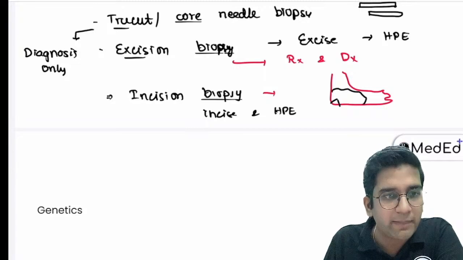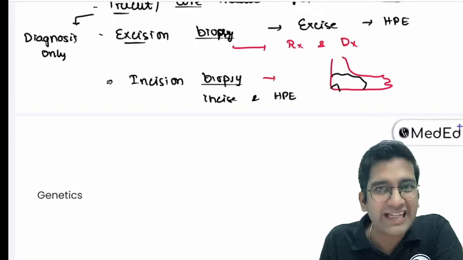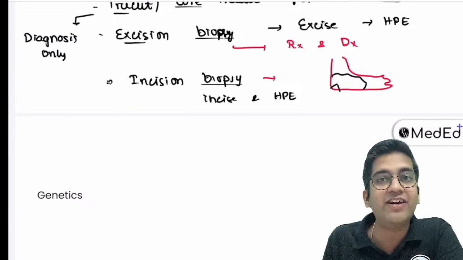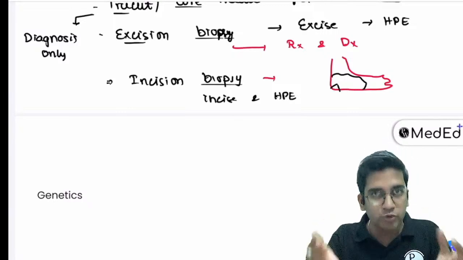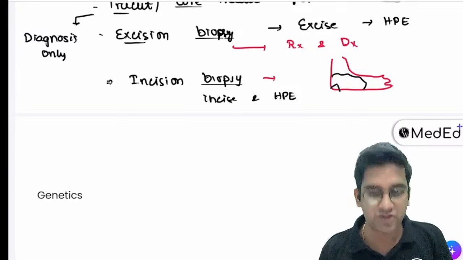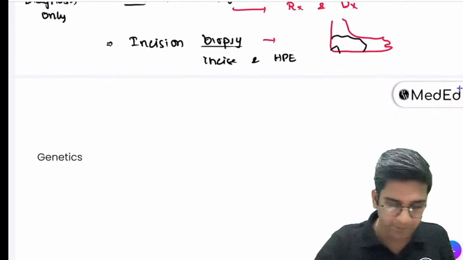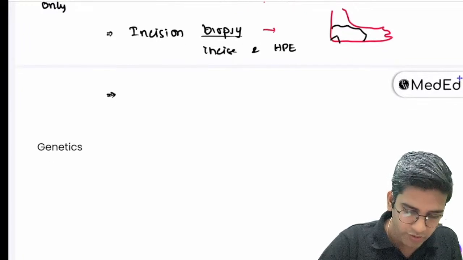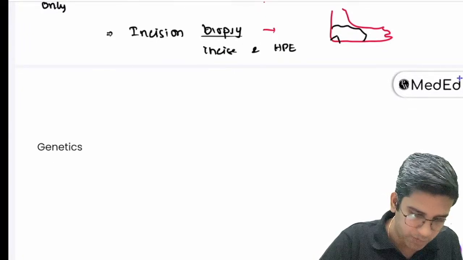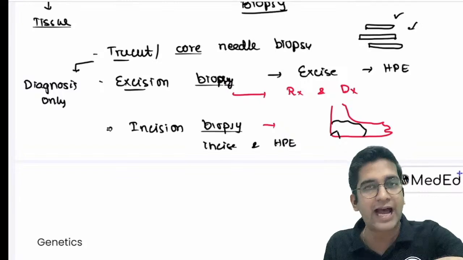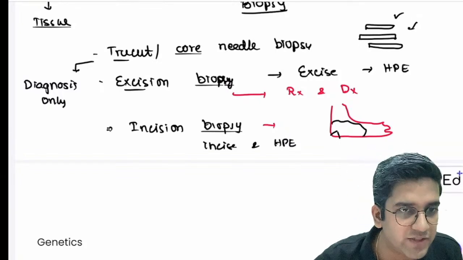It could be a diabetic foot ulcer, a penile ulcer, an esophageal ulcer, a gastric ulcer, anywhere there's an ulcer. When I can't remove the entire ulcer, I take a bit of the tissue and examine it for diagnosis. That's an incision biopsy. So these three things all come under biopsies: excision, incision and true cut. These are basic things. We'll add more when we go deeper.